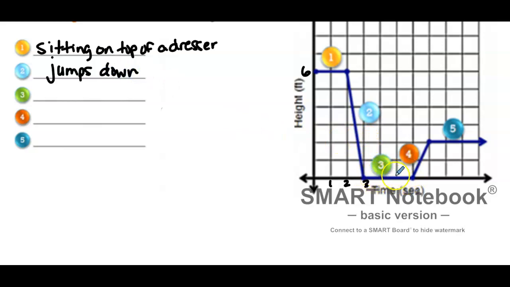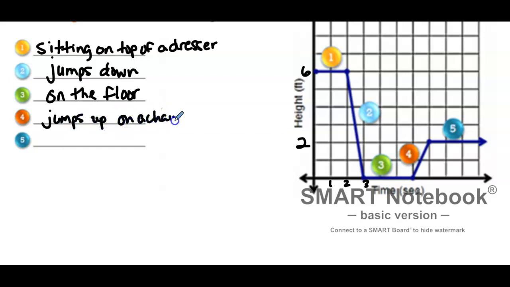On the line for number 3, again, it's constant. For the next 3 seconds, he's just on the ground, on the floor. And then in the next 1 second, his height increases to 2 feet. So he jumps up, maybe on a chair. And then for part 5, where it remains the same, he's just sitting on the chair.